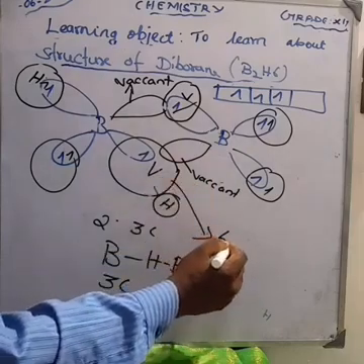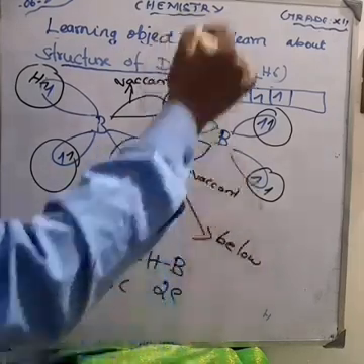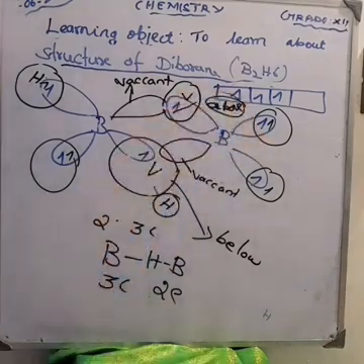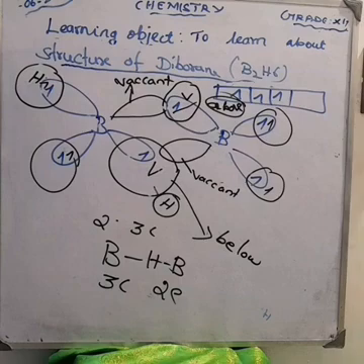One hydrogen atom is below this plane and the other hydrogen atom is above the plane. Okay. In diborane, the boron is sp3 hybridized. Of the four sp3 hybridized orbitals, three contain a single electron.